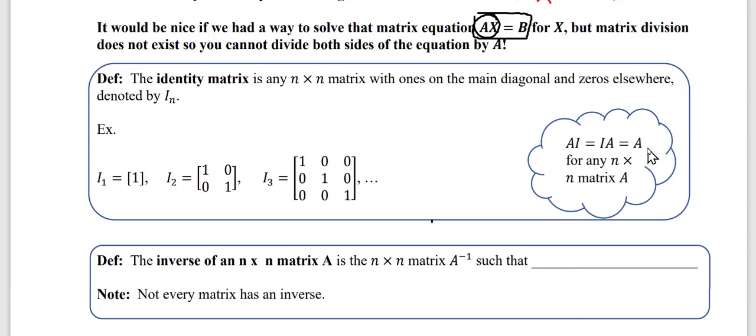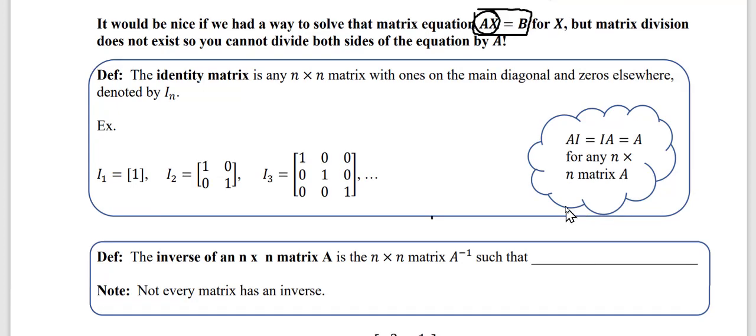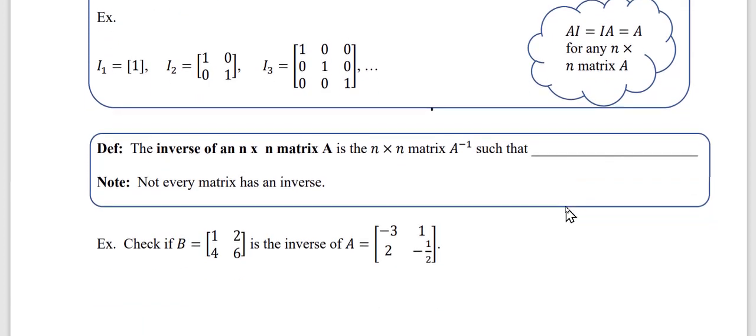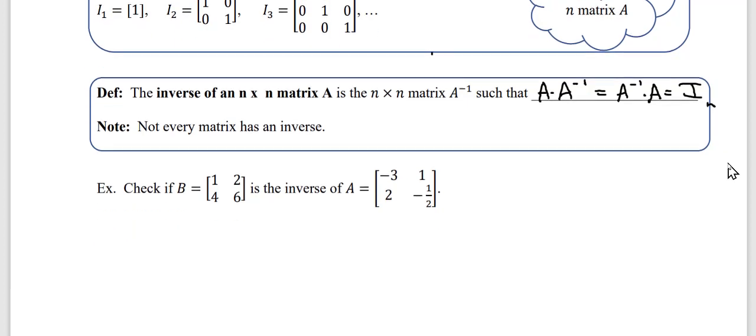I don't care what the matrix is, as long as you can multiply it. The dimensions have to match appropriately, but you will get that same matrix back. The inverse of an n by n matrix is the n by n matrix A inverse, such that A times A inverse will equal A inverse times A, and the product of both of those will be equal to the identity matrix. It is important to note that not every matrix has an inverse.